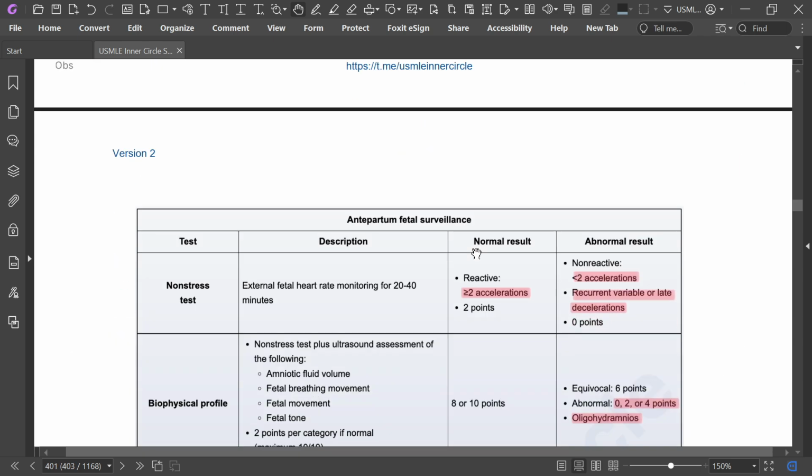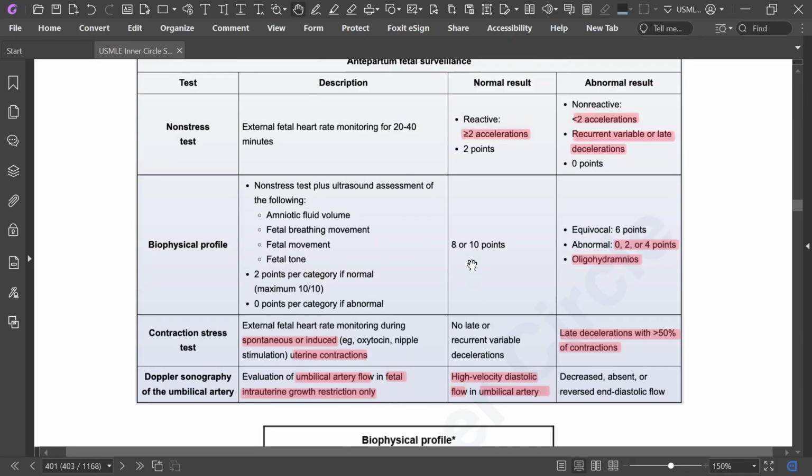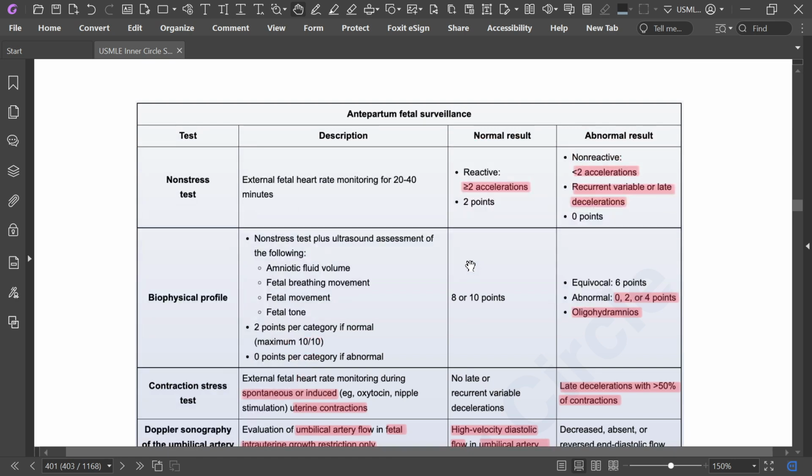Now, fetal surveillance. This is a very important box. In here, there are some clues we need to remember. In the non-stress test, external fetal heart rate monitoring is done for 20 to 40 minutes. It is reactive, meaning more than 2 accelerations, and that gets 2 points. An abnormal result is non-reactive, less than 2 accelerations, with recurrent variable or late deceleration, 0 points.